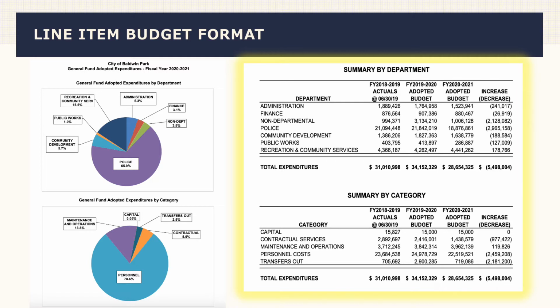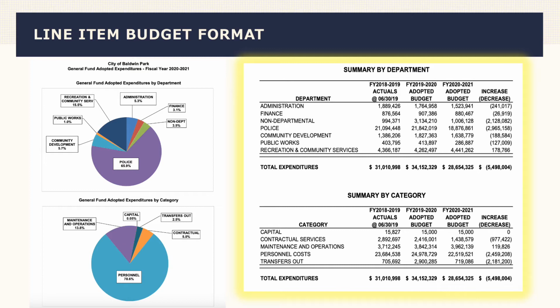So in the slides you see here, I provided some pie charts for the fiscal year of 2020 to 2021. The first pie chart is the general fund adopted expenditures by department. And the second one is for the general fund adopted expenditures by category. As I previously stated, the line item format includes major categories. In the pie chart here, the category breakdown includes personnel at 76.8% of the adopted fund. And then we have the maintenance and operations, capital, contractual, and transfer out.